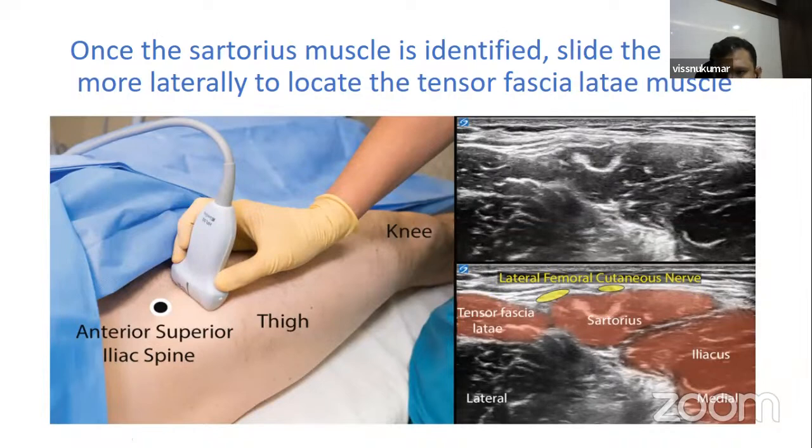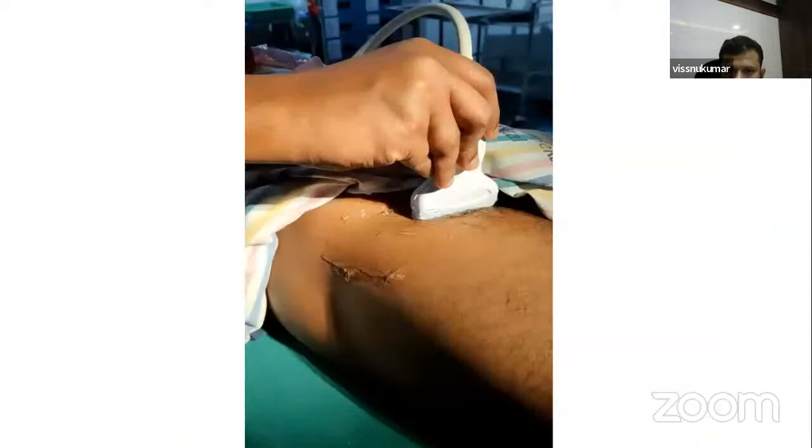It is not necessary that you have to see the nerve. You will get 100% efficacy, a 100% perfect block, only if you cross the fascia lata and deposit above the sartorius muscle. Okay, so you can see here, this is just a demo. I just wanted to show you the probe portion.